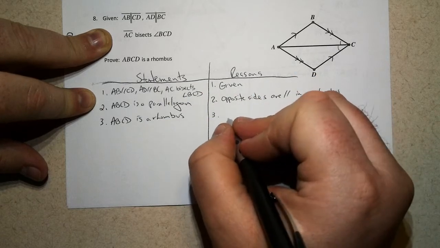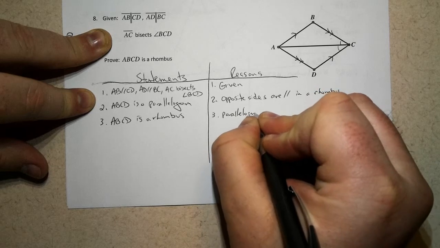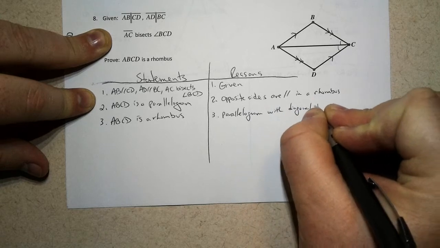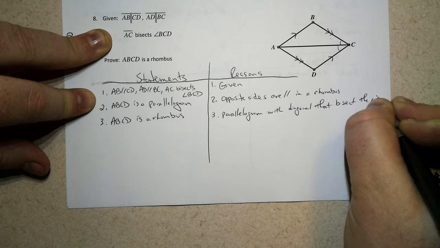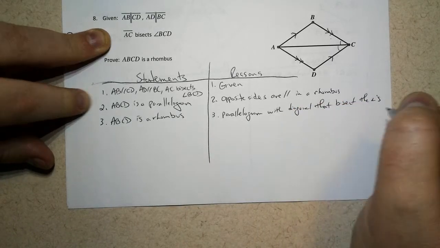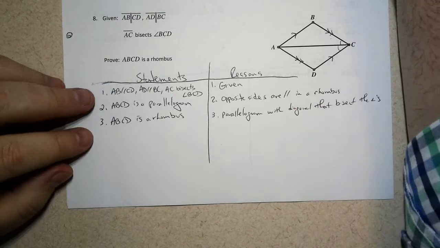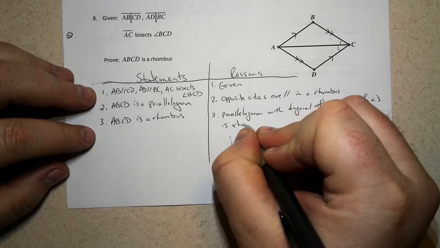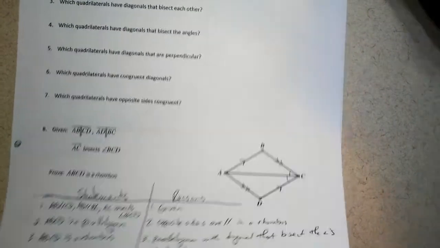Okay? And we're just going to put down for ourselves, we have a parallelogram this time with diagonals that bisect the angles. Okay? And we can just leave it like that. You can add is a rhombus. It's up to you. There's your justification. We're good to go. I'll put is a rhombus. I like how that reads better, but I'll leave it up to you guys. Okay? So that was number 8, and that's all it took. Number 9 on the next page.